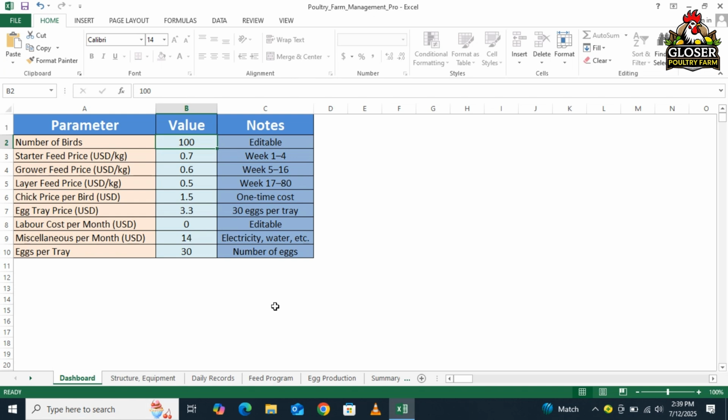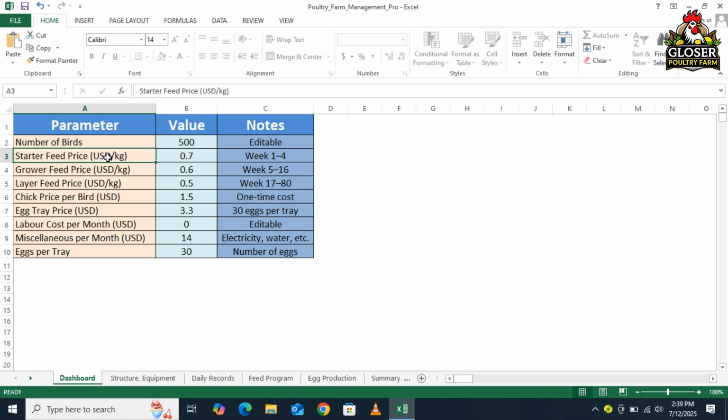First, we go to the dashboard tab in the tool and begin by entering key information about the farm setup. For this example, let's say I'm starting with 500 layer birds, so I'll type in 500. Next, we enter the feed prices. Chickens go through different stages of growth, and each stage requires a specific type of feed. We begin with starter feed, which is given to chicks during their first few weeks.